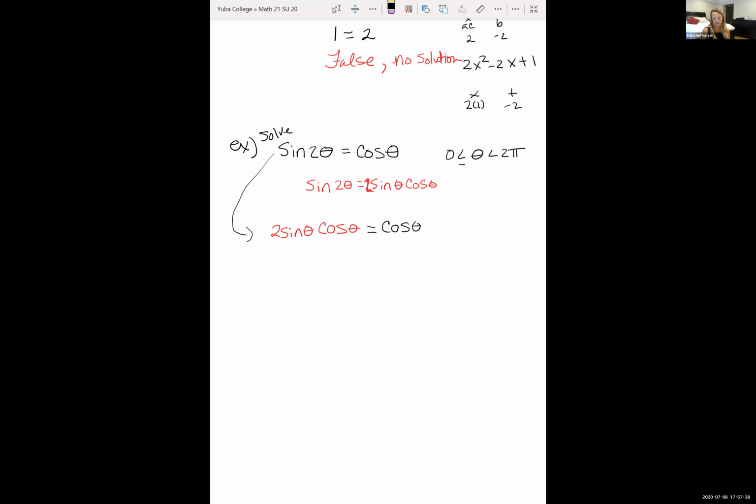So now we notice this is linear. Well, it was linear up here too. But we also have something in common with both terms. So if we set this equal to 0, we can factor out cosine theta from both of those. And so rewriting it, we have 2 sine theta cosine theta minus cosine theta is equal to 0.